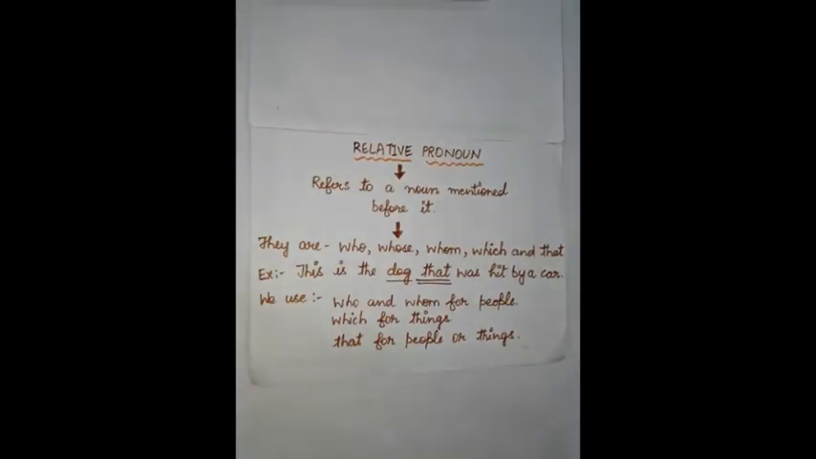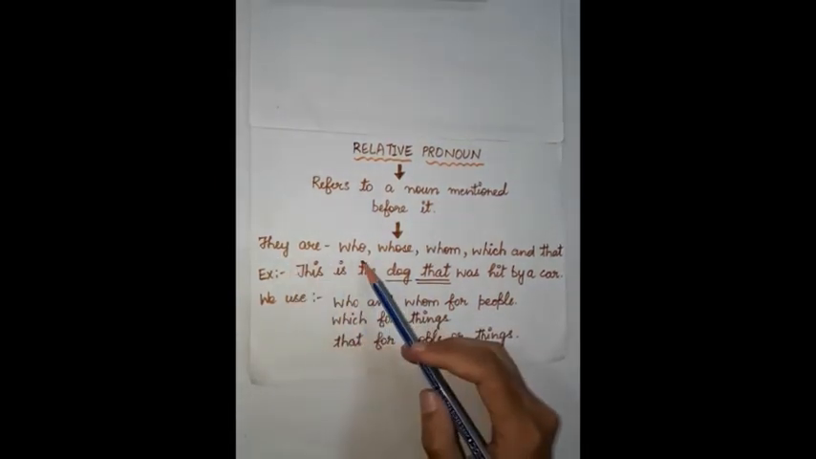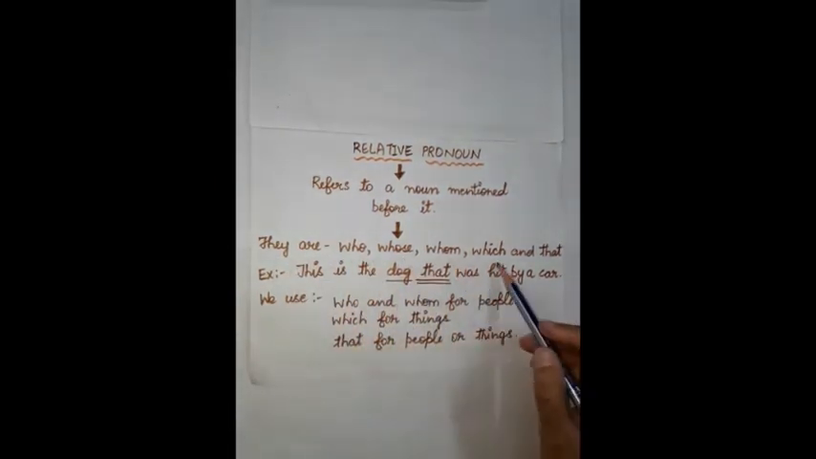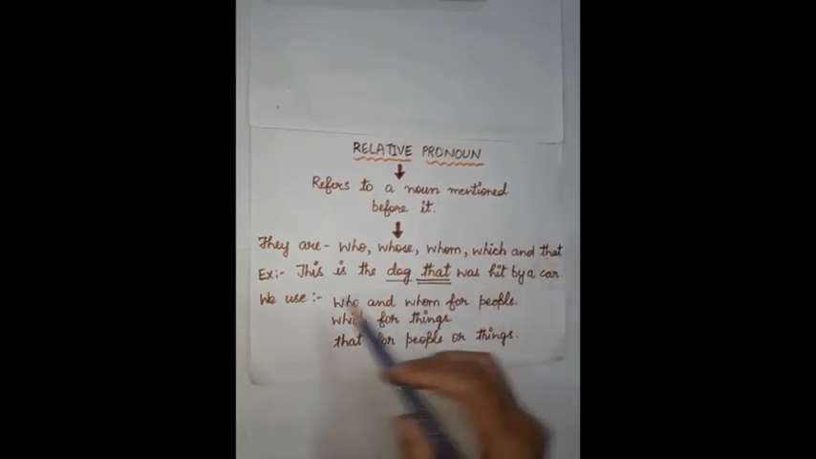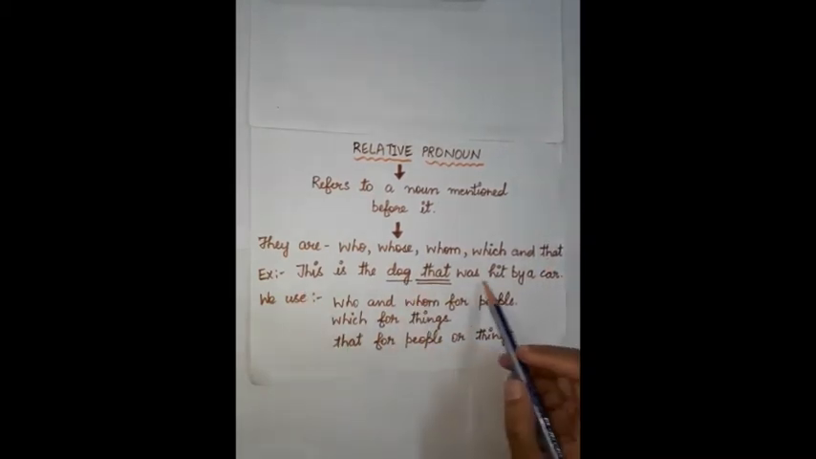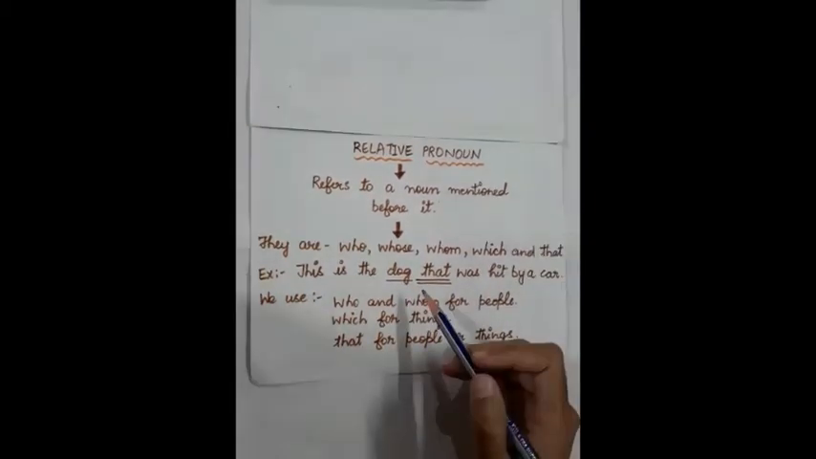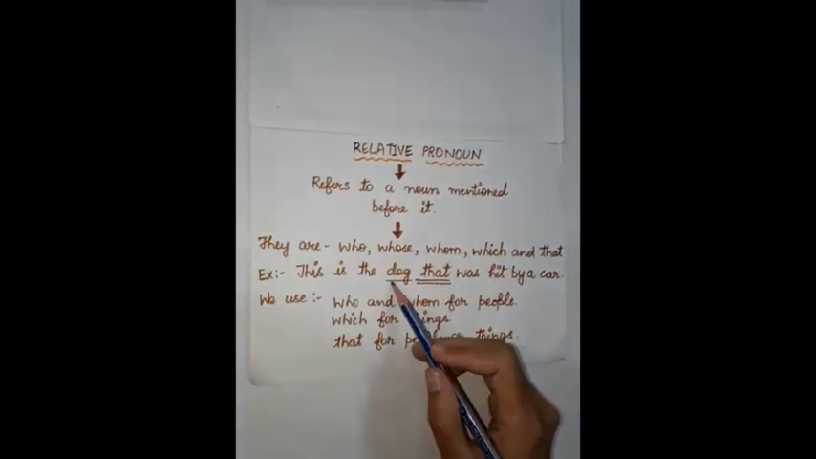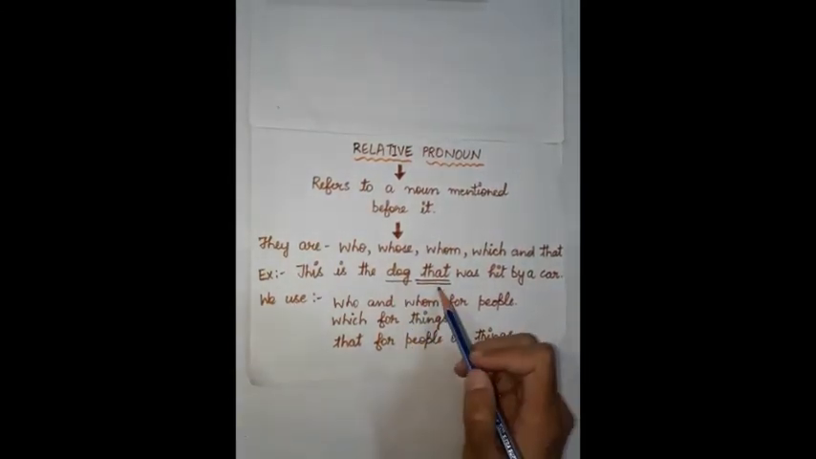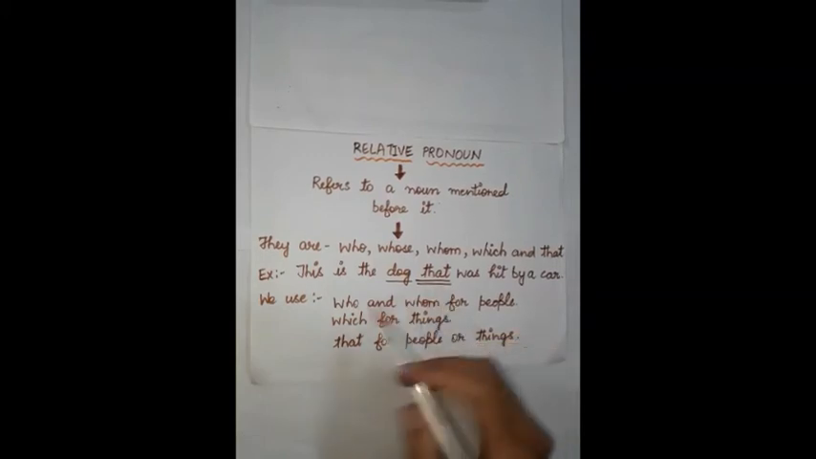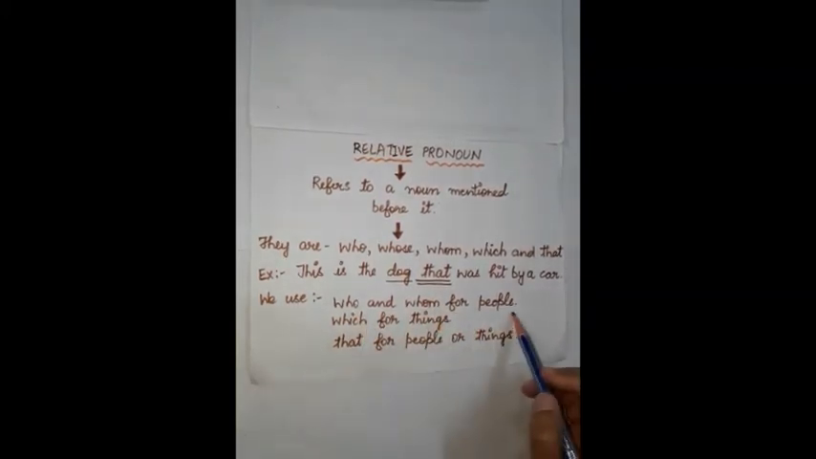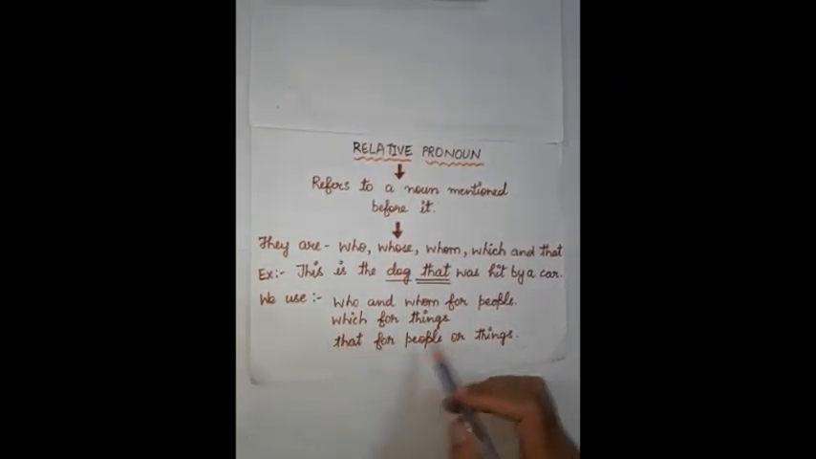So a relative pronoun refers to a noun mentioned before it. Relative pronouns are who, whose, whom, which, and that. For example, this is the dog that was hit by a car. So it is referring to a noun mentioned before it, and that is the relative pronoun. We use who and whom for people, which for things, that for people or things.